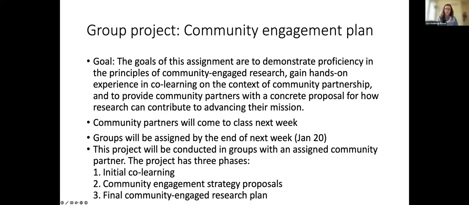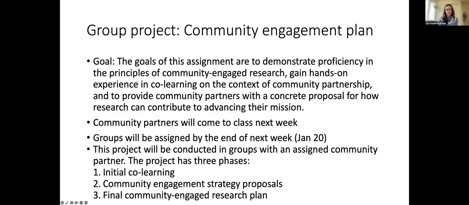And then you'll listen to the community partners describe their organization, and you'll let us know which community partner you would ideally like to work with, or maybe rank them so everybody can get a first or second choice. And so 2 to 3 of you will work together with that community partner.